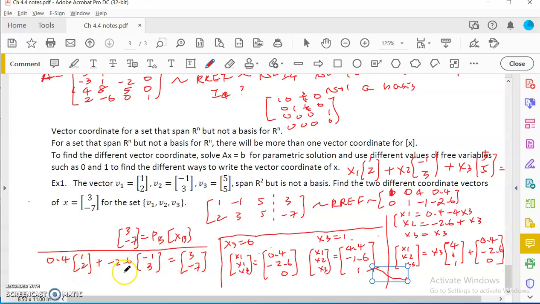For the second entry, 0.8 minus 2.6 times 3, which is 7.8. So -7.8 plus 0.8 will be -7. So these are the two coordinate vectors, and that's how you find them. You solve a system of equations, with the vector columns equal to x, the standard coordinate, and you will find two different combinations.